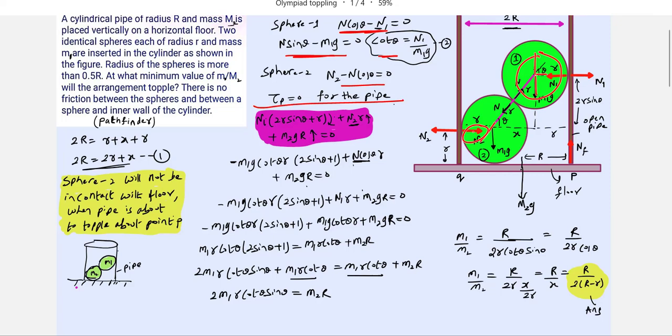Then for the pipe, the forces acting are N1, N2, its weight, and the normal contact. Why is the torque due to normal contact 0 about point P? Because it will intersect the axis of rotation. The torque will be only due to N1, N2, and M2G. The pipe has a tendency to topple about point P. So writing this torque equation, then substituting all the conditions. This is from the geometry, looking at this, because this radius is R, X, R.